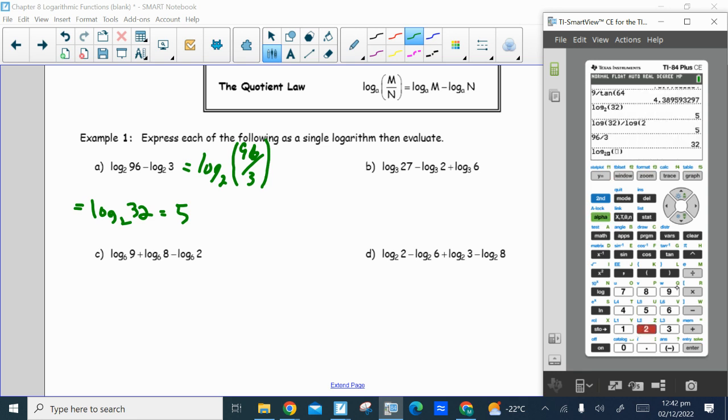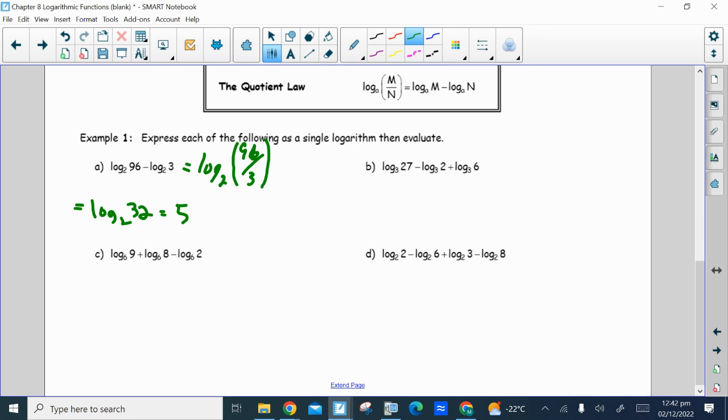Log base 2 of 96 minus log base 2 of 3. So you get the same answer, but the question says express as a single logarithm, then evaluate. So that's what we did. Now question B, you've got the difference and then the sum of logs with the same base of 3.